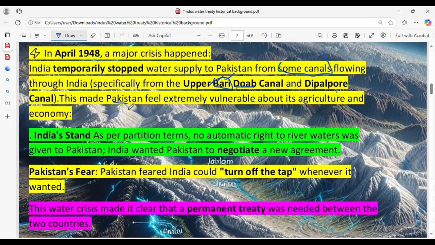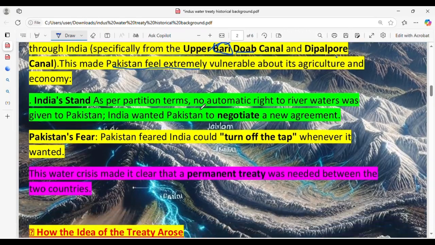By this first temporary suspension, Pakistan got the idea that it could happen anytime in the future. So they thought it should be changed. If the full power is in the hands of India, Pakistan will have to suffer in the future as well. They thought this type of idea.